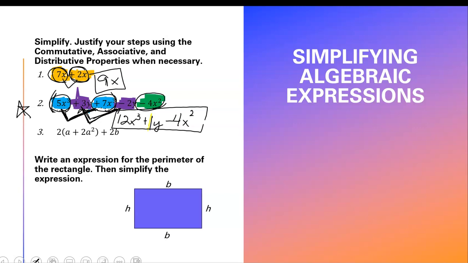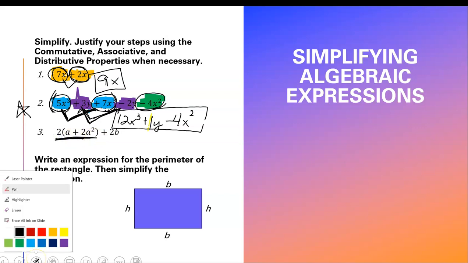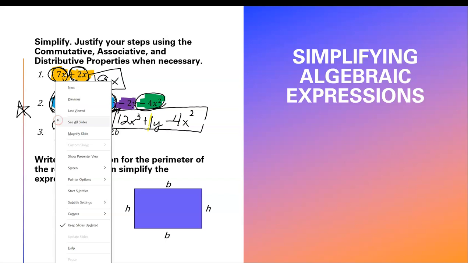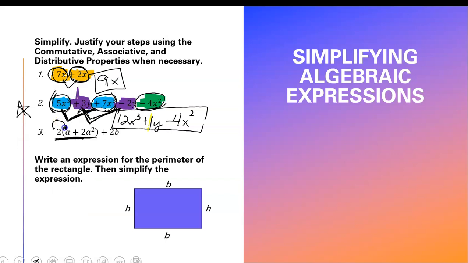All right, number 3. Uh-oh. All right, here we go. There's something happening here that we need to deal with first. The first thing we need to deal with is the fact that this guy has parentheses in there. And so we have to expand this out a little bit before we can do anything as far as putting any like terms together, if there are any. We have to use the distributive property. So if you recall the distributive property, we're going to take that value, the 2, on the outside of the parentheses, and we're going to hand out multiplication to every term inside those parentheses.